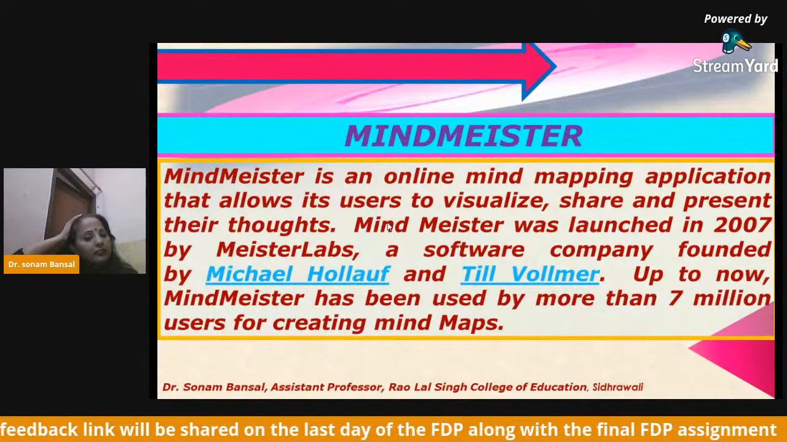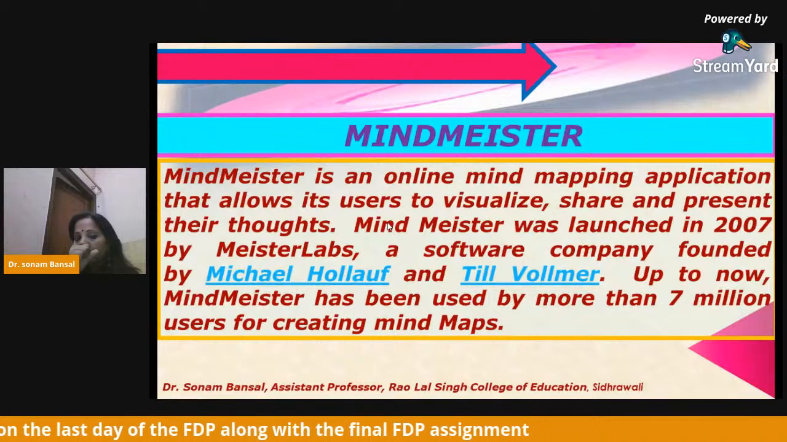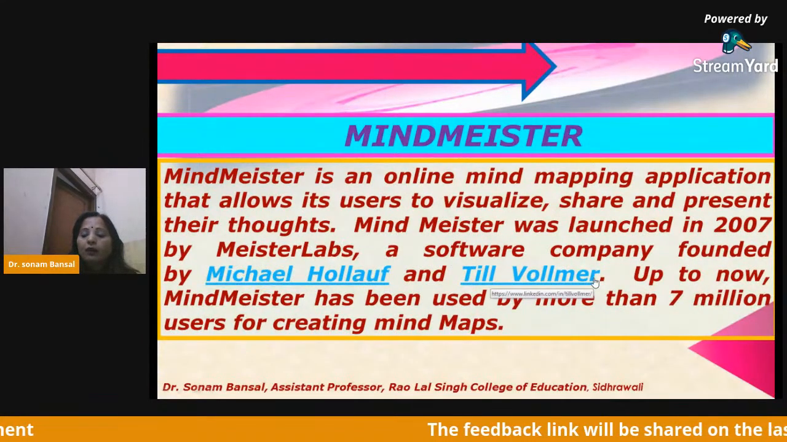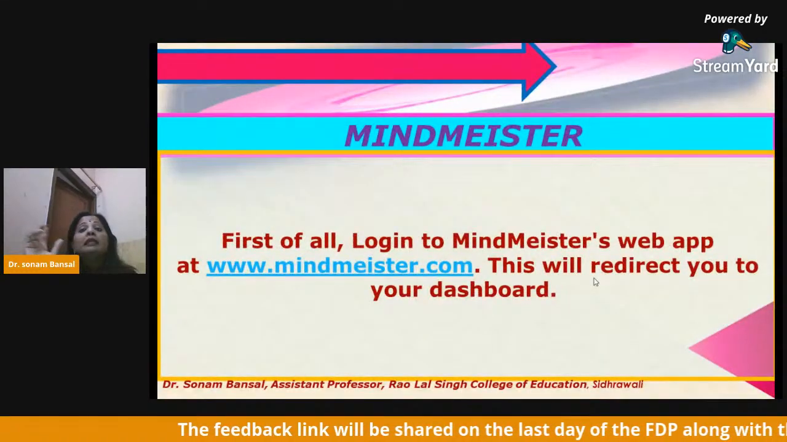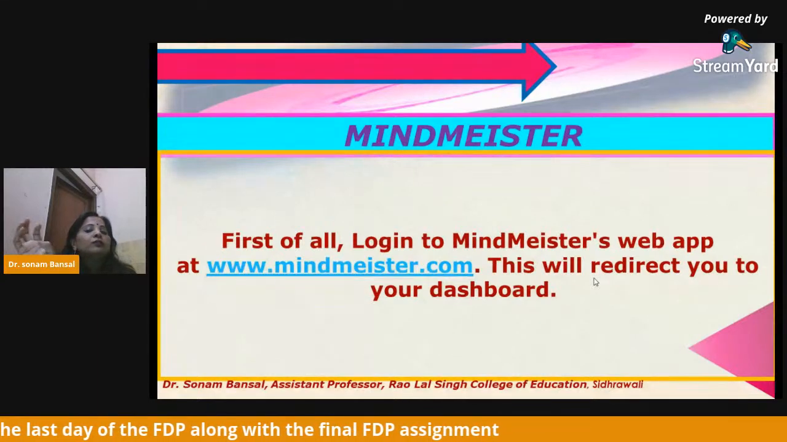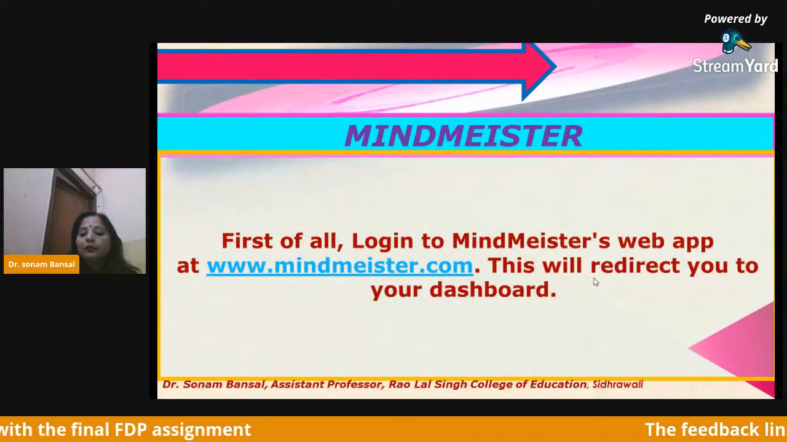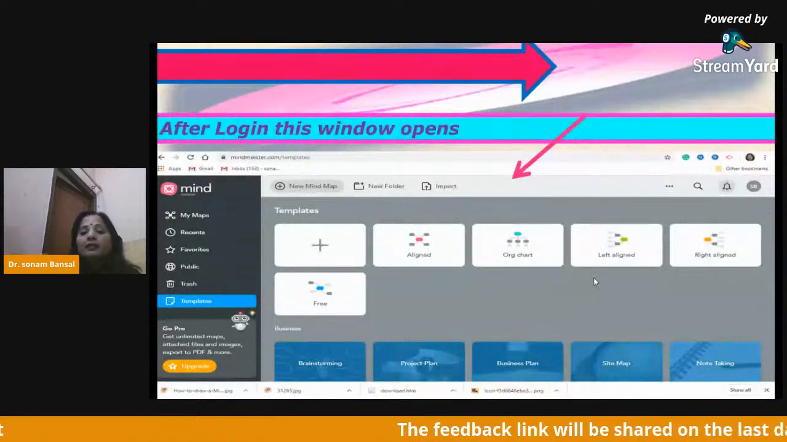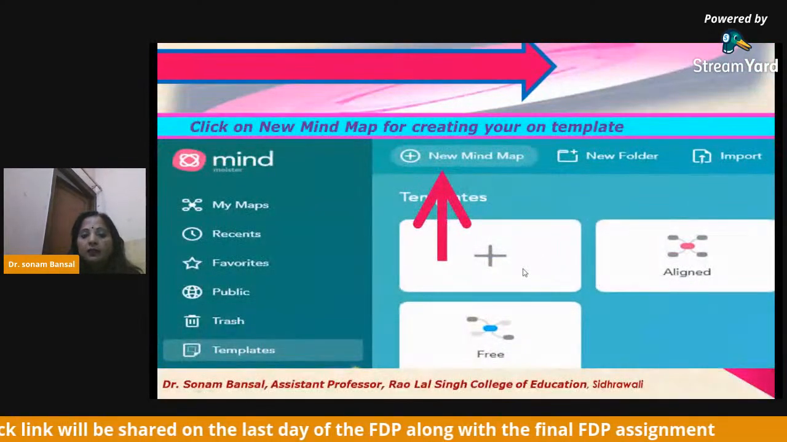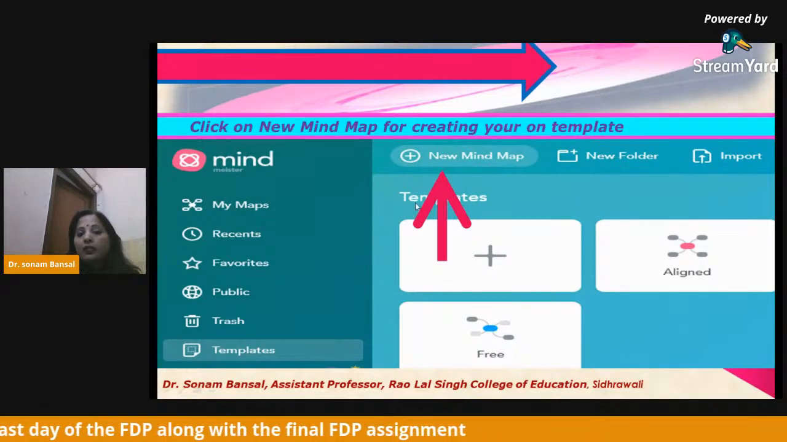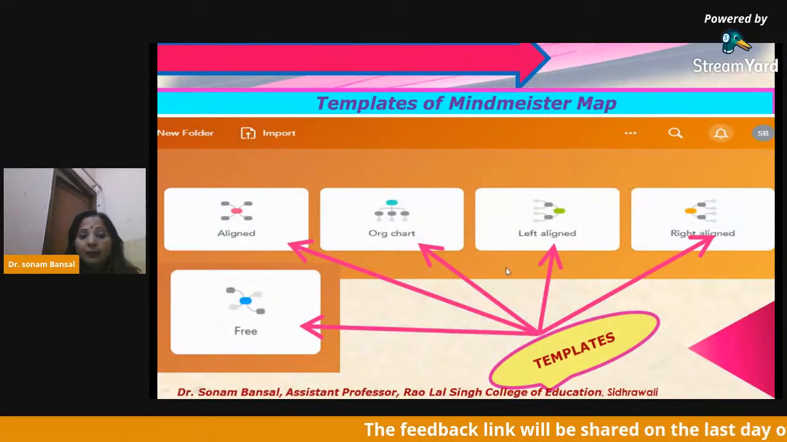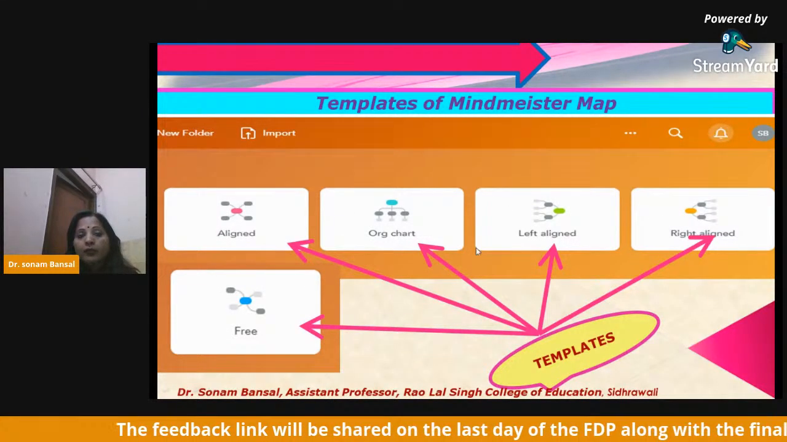MindMister was launched in 2007 by Mister's Lab, a software company founded by Michael Hollauf and Till Ballmer, and up to now, 7 million users use this mind mapping tool. For creating a new mind map, first of all, you have to go to www.mindmister.com, and this main interface will open. After this interface, this plus sign indicates to create a new mind map. And after this, these are the ready-made templates. If you want to use any template from here, you can use that.